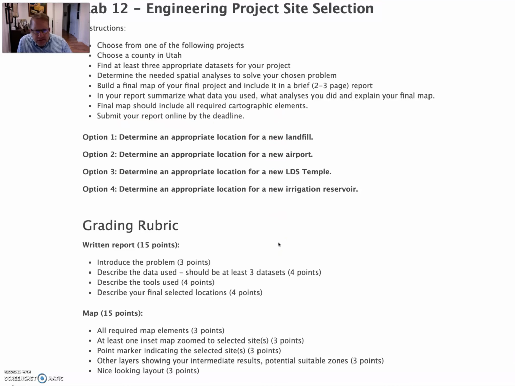Here are the project options. Seems like there was another one: landfill, airport, temple. Oh, the solar energy farm. The solar panel farm should also be up here. And then the grading rubric, 15 points for the written report and 15 points for the map. The written stuff should introduce the problem, describe the data used, describe the tools used, and describe your final selected locations. And then your final map needs to have all required map elements, at least one inset map zoomed to the selected site, a point marker indicating the selected site, other layers showing your intermediate results and potential suitable zones, and then a nice looking layout. I know that's subjective, but make it look nice.